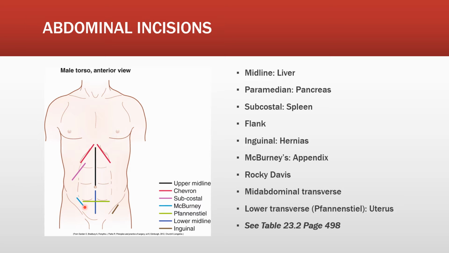We have the mid-abdominal transverse, the Rocky-Davis, and then our lower transverse, which is also known as a Pfannenstiel. That's this green line here. We're most often using those if we're working on the uterus or C-sections. We will use the Pfannenstiel incision. Okay, but like I said, please do make sure that you review that table 23.2 on page 498. That is an excellent resource for you.